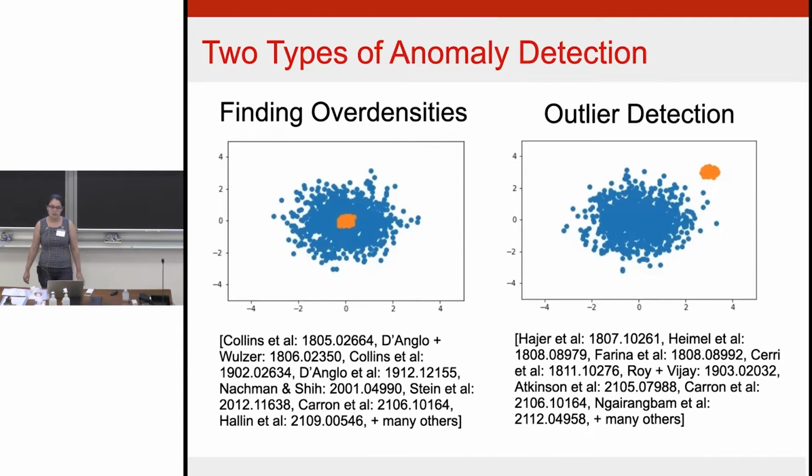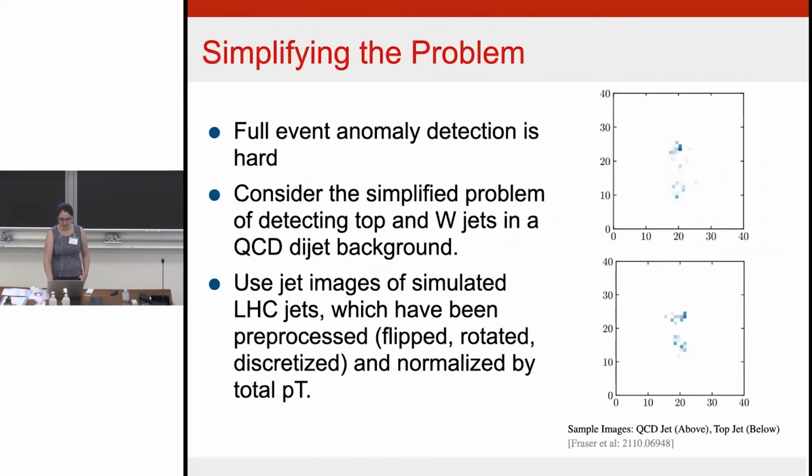I'm going to focus on outlier detection because the techniques that we're interested in asking about have been previously applied in that context, but there's no reason that these aren't both interesting questions. And I should also point out that these references here are just a subset of things that I know, so I apologize if I forgot your paper or your favorite paper on this subject. I'm happy to hear about all of them after the talk, but this is just a subset of all the work on finding overdensities and outlier detection.